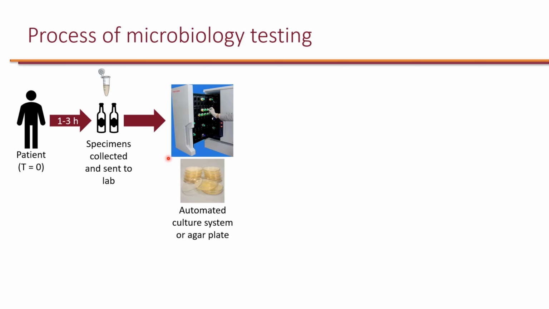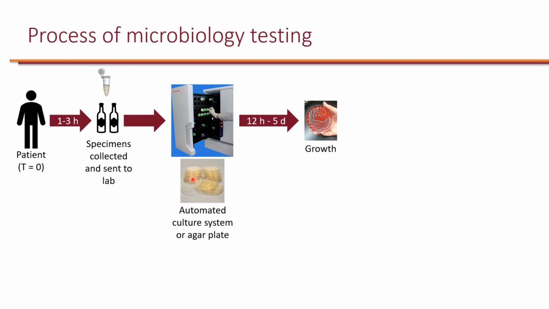And what happens at the microbiology lab is that you typically have to incubate these specimens in order for bacteria to grow before we can detect anything. And this can be done using automated systems, or it can be done on an actual plate. So these plates are called agar plates. And they essentially have nutrients in them for bacteria to grow, and you just let them sit there and incubate under the right temperature for bacteria to grow.